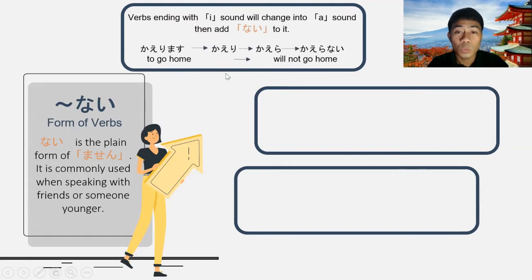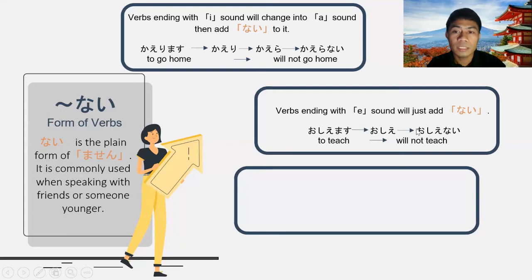Verbs ending with I sound will change into A sound, then add nai to it. Example, kaerimasu, to go home. Remove masu, kaeri will remain, then change the I sound into A sound. That will make kaera. Then add nai, kaeranai. Will not go home. So the negative plain form of kaerimasu is kaeranai, will not go home.